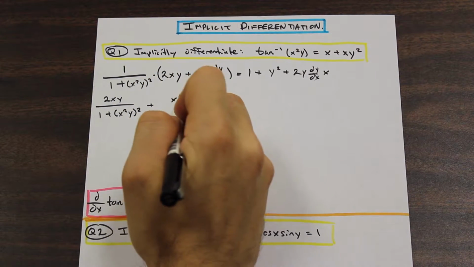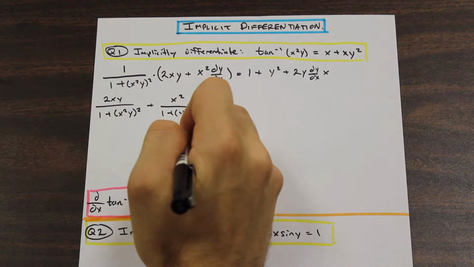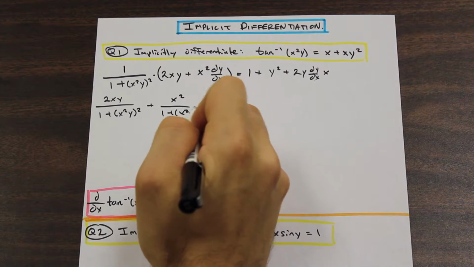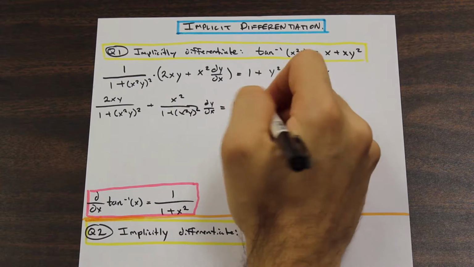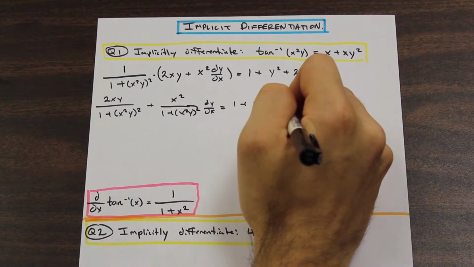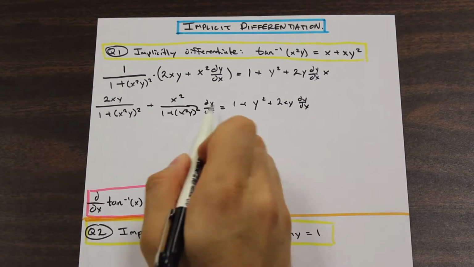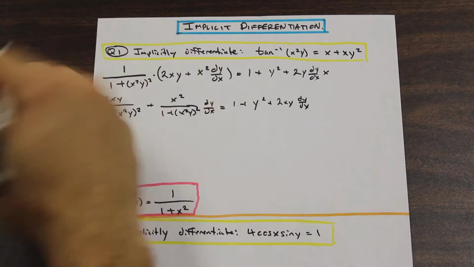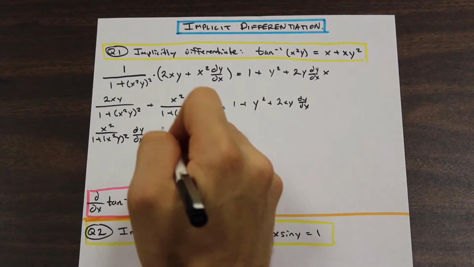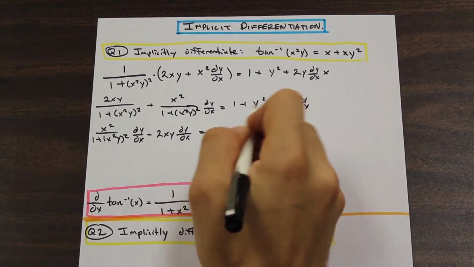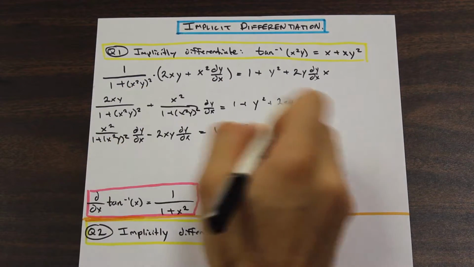All right, x squared over 1 plus x squared y squared dy by dx equals 1 plus y squared plus 2xy dy by dx. Perfect. So let's go ahead and move all the dy by dx's to the left side. And taking this, moving it to the other side. And we are just going to leave the 1 plus y squared, and we're going to move this term to the other side.